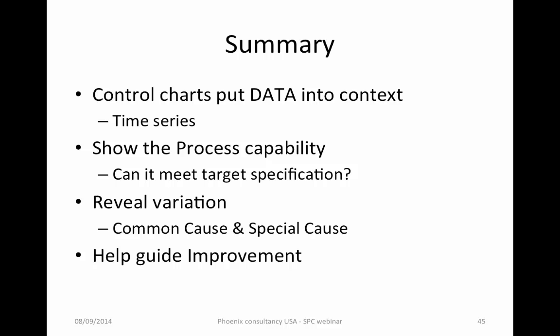So I'd like to sum up what we've talked about in this brief guide to control charts and statistical process control. Firstly, control charts are very valuable because they put data into context and show how the process will behave over time. They show the true process capability and how it behaves, and reveal whether it can meet a target specification. They show variation and help delineate between common cause variation and variation that's due to extrinsic special causes. And also they're invaluable in helping guide improvement in detecting whether a change has actually improved the system and then monitoring the system performance and behaviour over time.